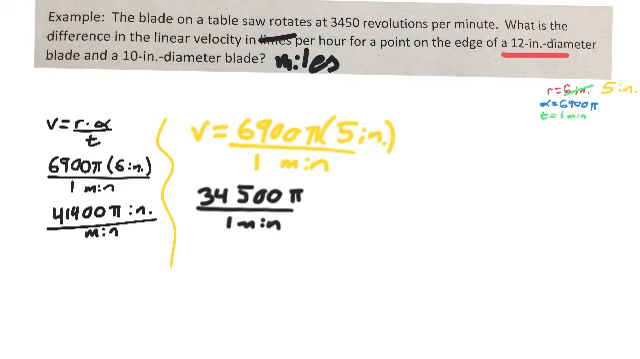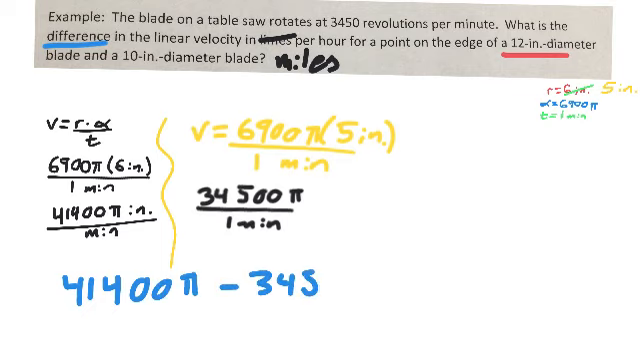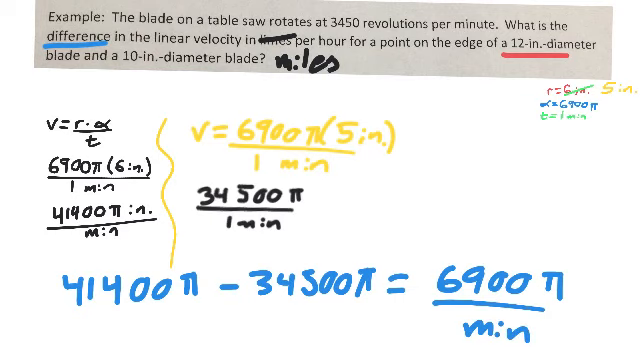And it asked me to find the difference. So if I'm finding the difference, I'm just going to subtract these two. So I would go 41,400 pi minus 34,500 pi. And when I subtract those, let me write that down. 41,400 pi minus 34,500 pi. That gives me a difference of 6,900 pi per minute. And that's inches. 6,900 pi inches per minute.